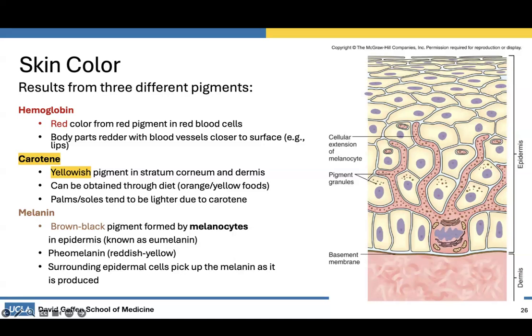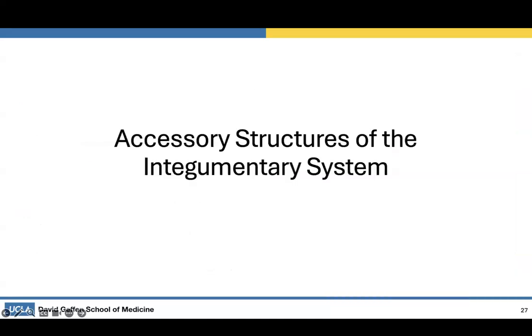Now that we've laid the foundation for the largest external organ, let's talk about some of the accessory structures of the integumentary system, which include hair, nails, and glands. All of these accessory structures play a role in protection, sensation, and homeostasis.